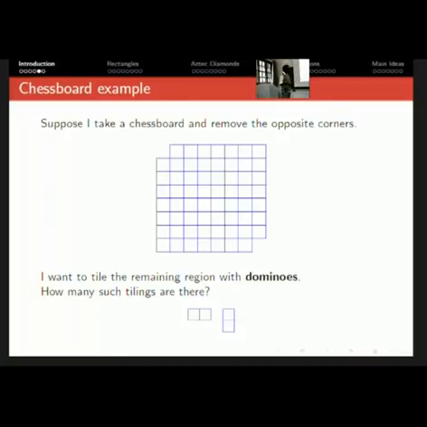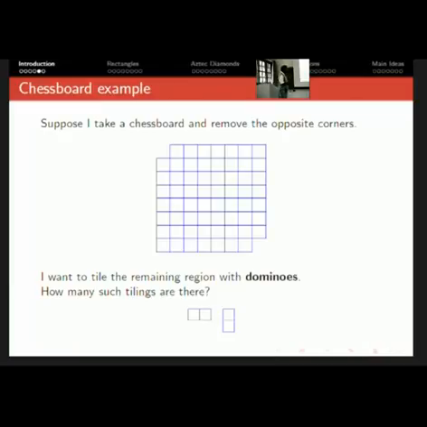Here's a problem I ask you to solve right now. Suppose I take a chessboard and I remove the opposite corners. Everybody knows what a chessboard is. It's an 8x8 square consisting of unit squares. I remove the opposite corners.